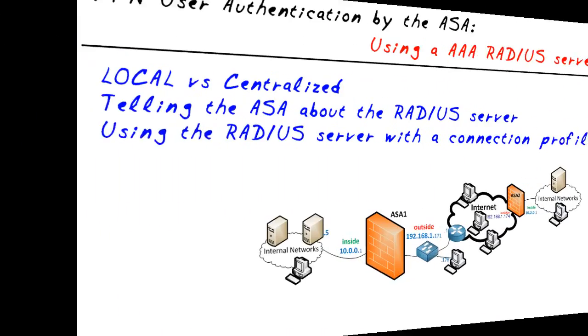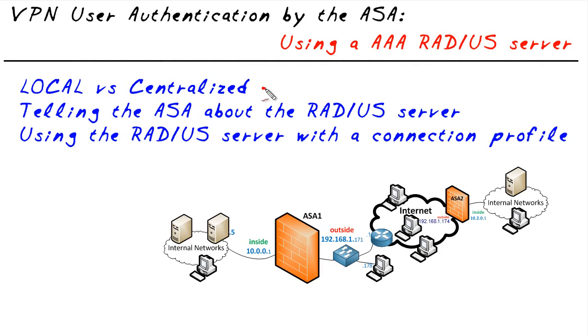In this nugget, we took a look at using a centralized AAA server. In this case, it was an ACS server, and we communicated with that AAA server using Radius. Our steps were twofold. Number 1, we had to tell the ASA how to reach the AAA server. And once we did that, we then told the ASA, go ahead and for a given connection profile for your VPN users, authenticate using that AAA server group to authenticate those users.